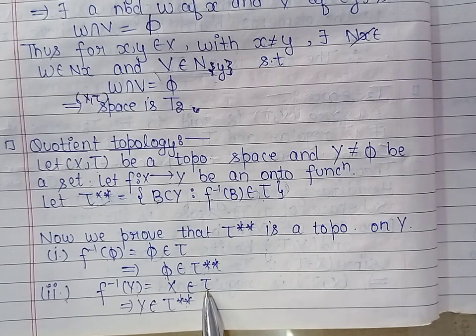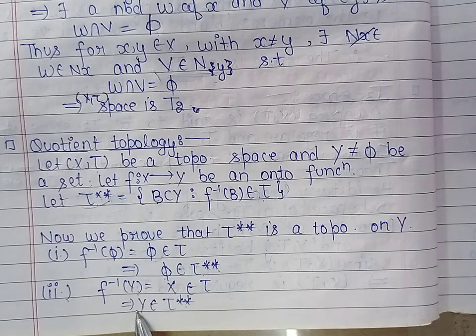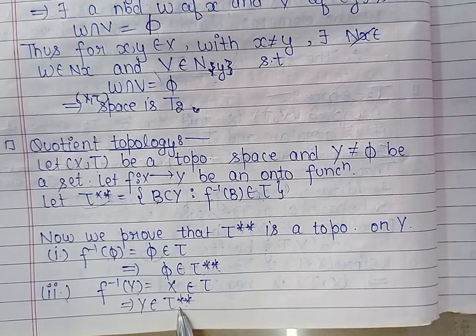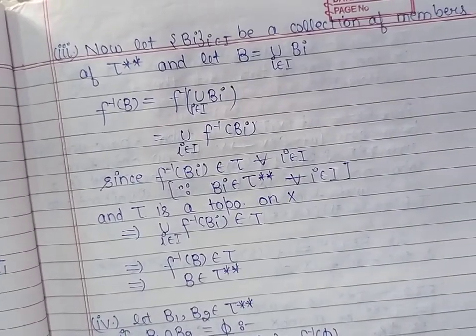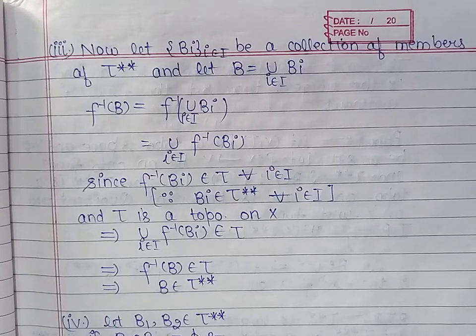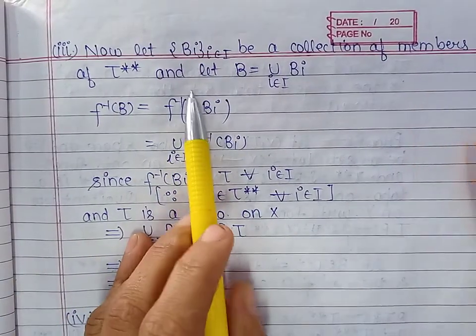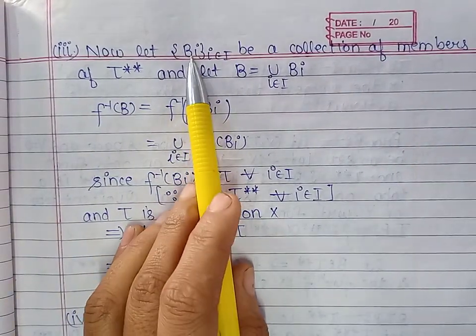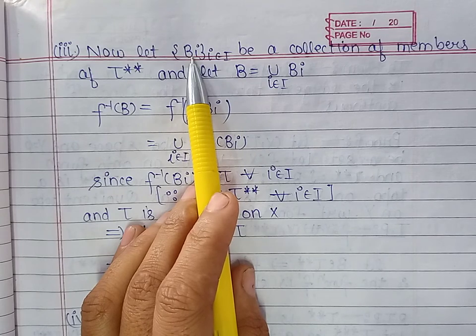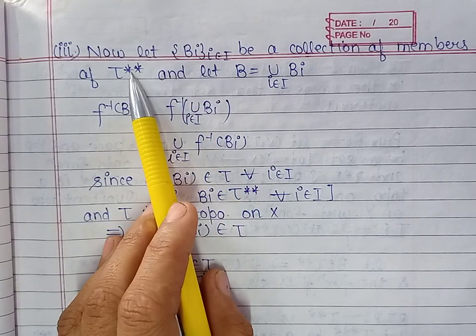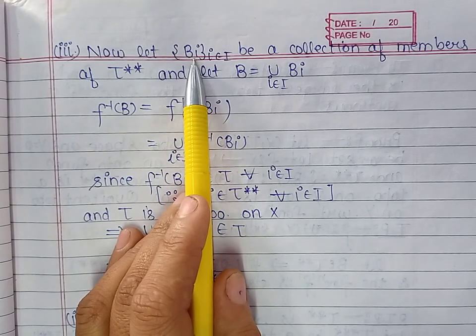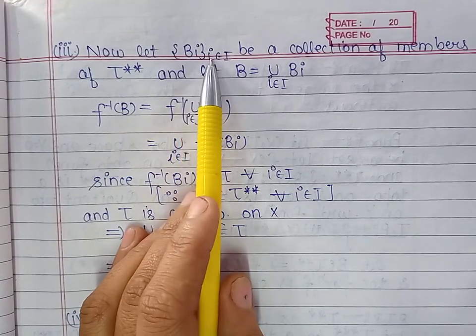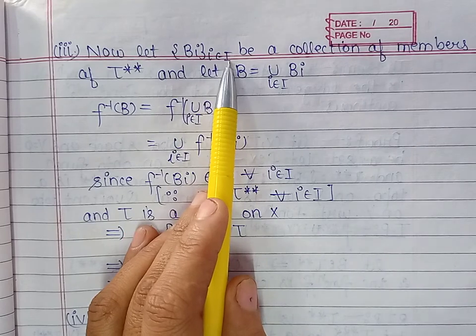So by definition, we can say that y belongs to the collection tau double star. Now in the third condition, we will have to show that the collection tau double star is closed under arbitrary unions. So let us take an arbitrary collection of members from this collection tau double star, and that collection we have denoted by Bi, where i belongs to the index set.